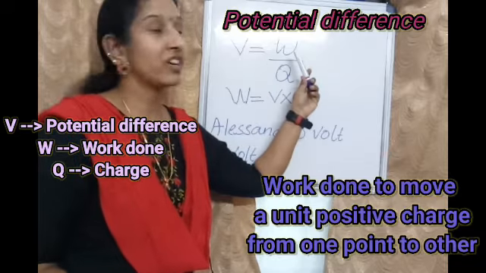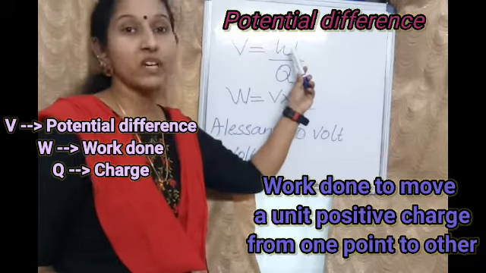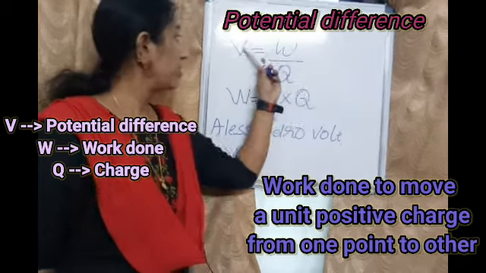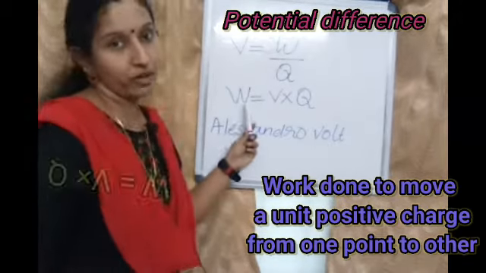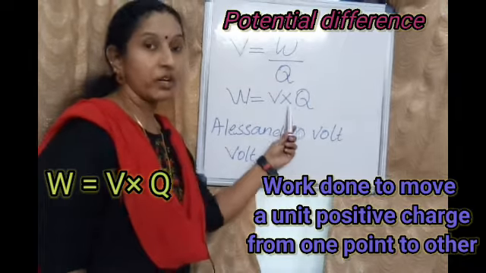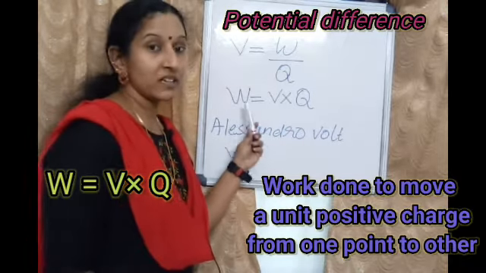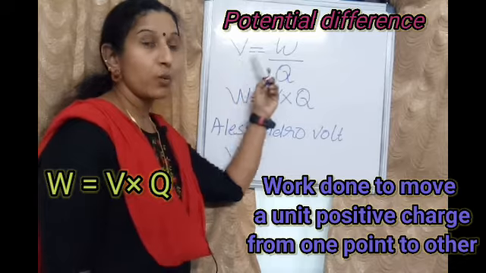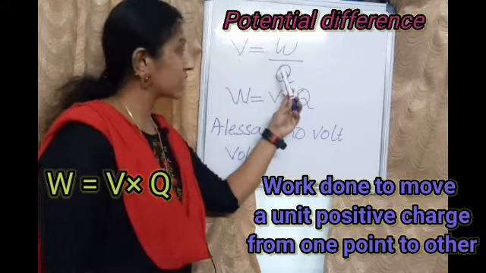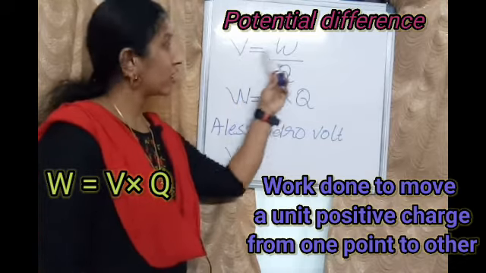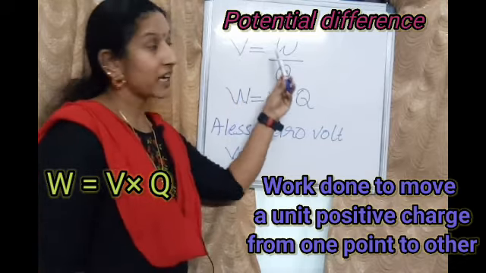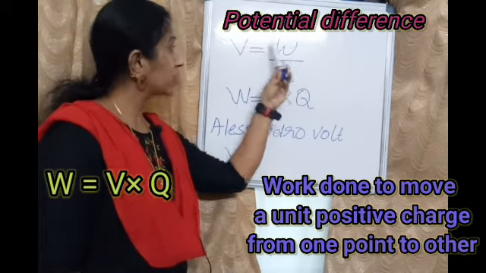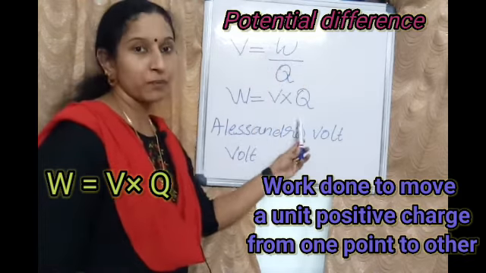From this equation, we can make an equation for the work done. Work done W equals V into Q. That equation is also very important for you. What is potential difference? Work done to move a unit positive charge from one point to another, V equals W by Q. Then how do we make an equation for work done from this? W equals V into Q. You just cross multiply.